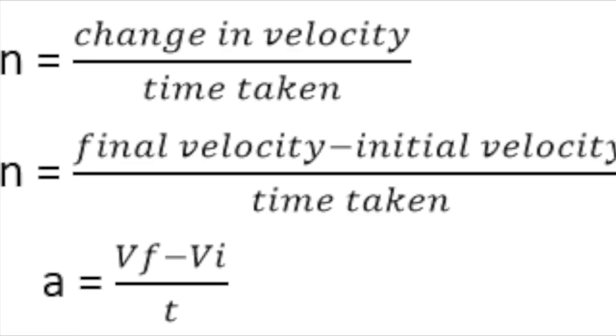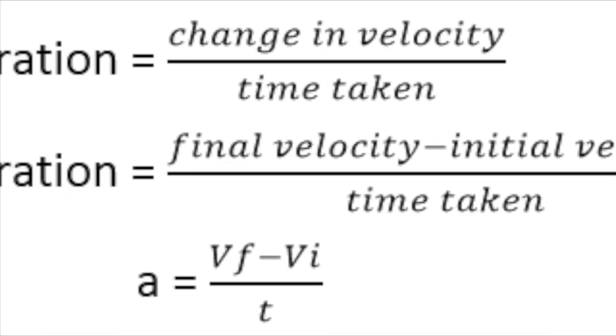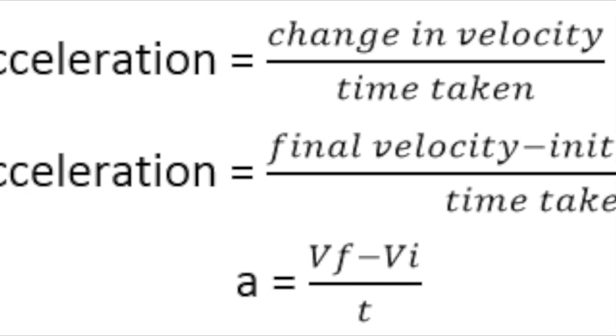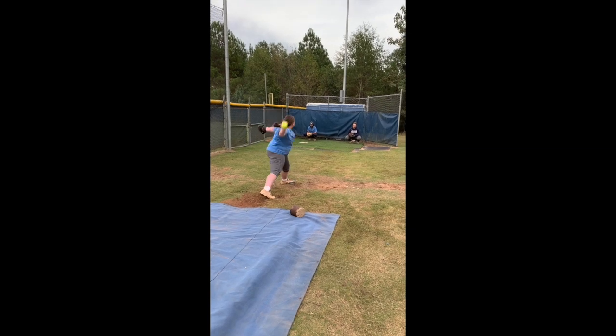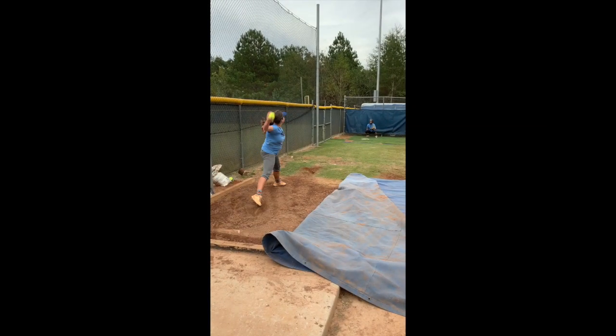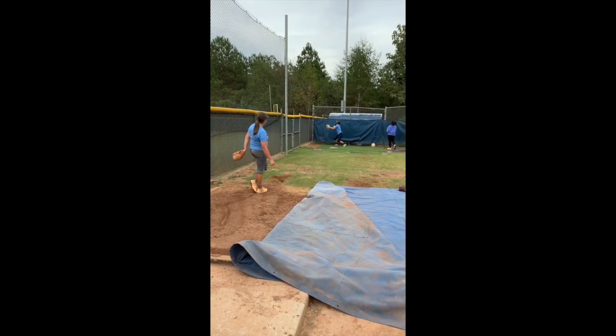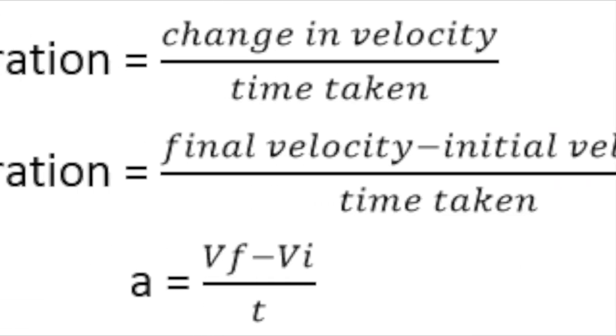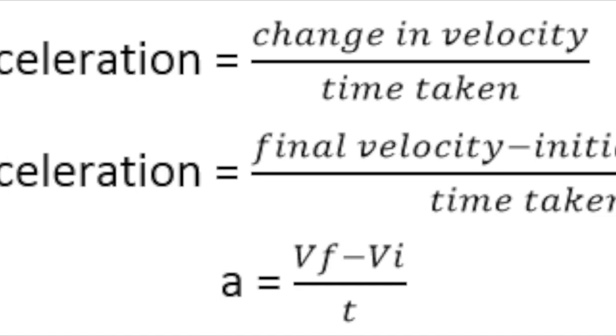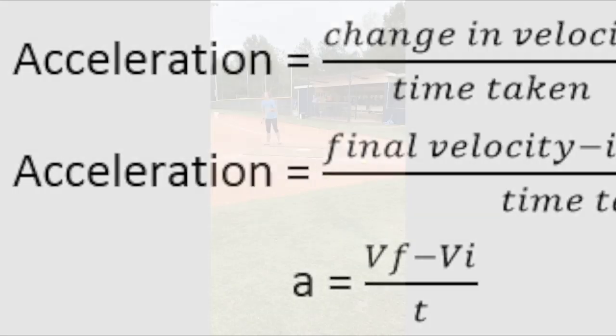If we want to find the acceleration for both pitches, we must first find the change in velocity and the time it takes for the pitch. The change in velocity for Chloe is 16 meters per second, and the change in velocity for Faith is 27 meters per second. We then divide both of those by 1 second because that's the time it takes for the pitch, and then that gives you your acceleration.